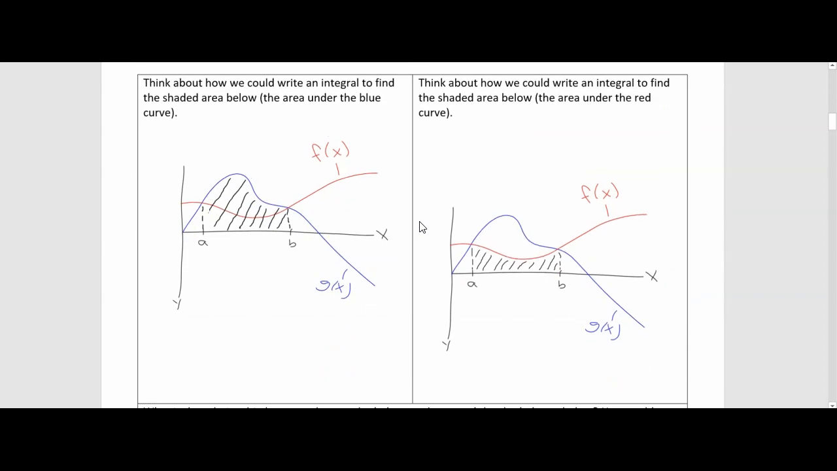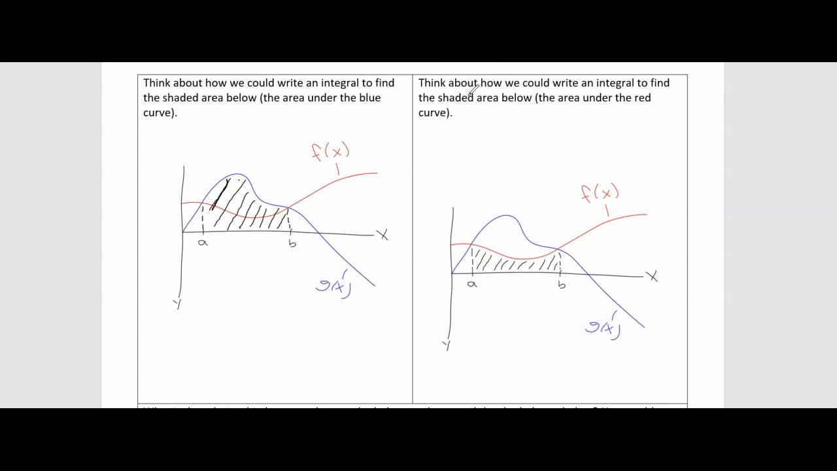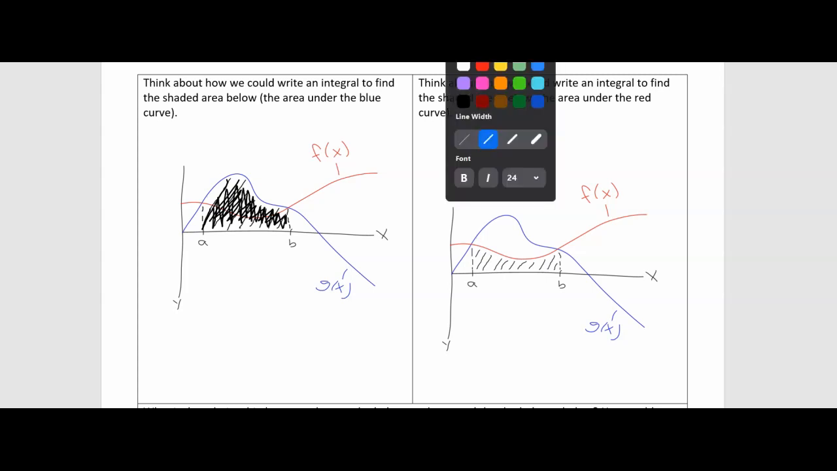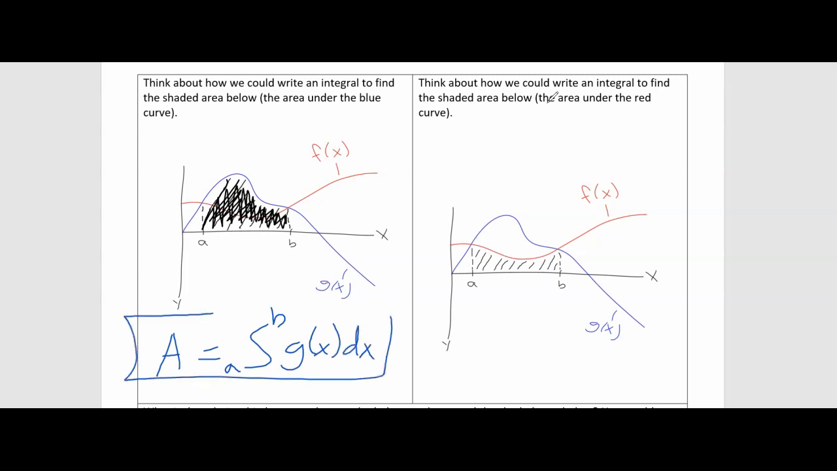One thing we could do is find multiple areas and use some subtraction. We could start by finding the area between the blue curve and the x-axis, this area in black right here. We're not worried about the red curve for now. This area should be pretty straightforward. We take the integral from a to b of g of x dx, and that gives us the black area underneath the curve.